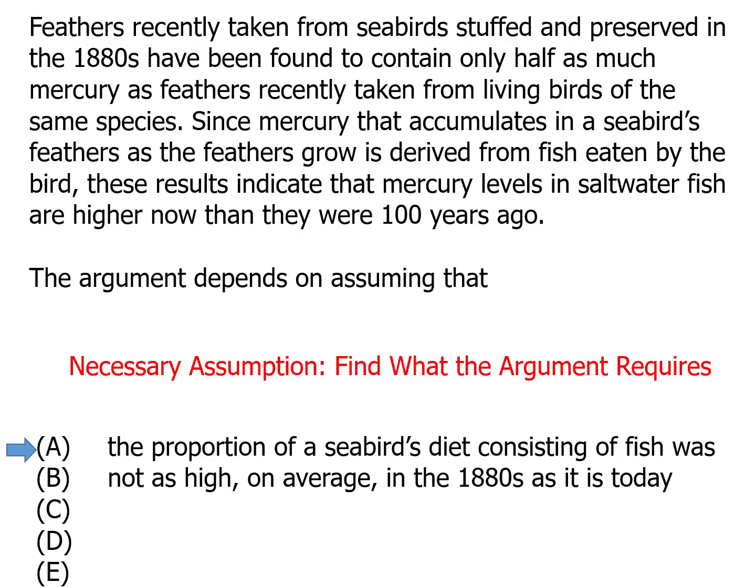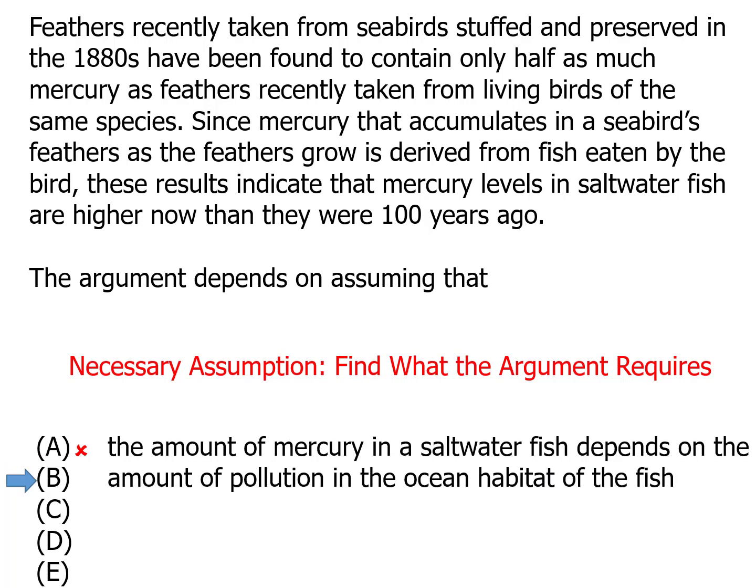Now, answer choice A actually hurts the argument. If the proportion of fish in modern seabirds' diets is more than the proportion of fish in old seabird diets, then maybe the increasing mercury is coming from the fact that they eat more fish. It's not that there's more mercury in the fish, it's that they eat more fish, and so they get more of the mercury. So something that weakens the argument would never be a necessary assumption in it. So it's not A. Go to B.